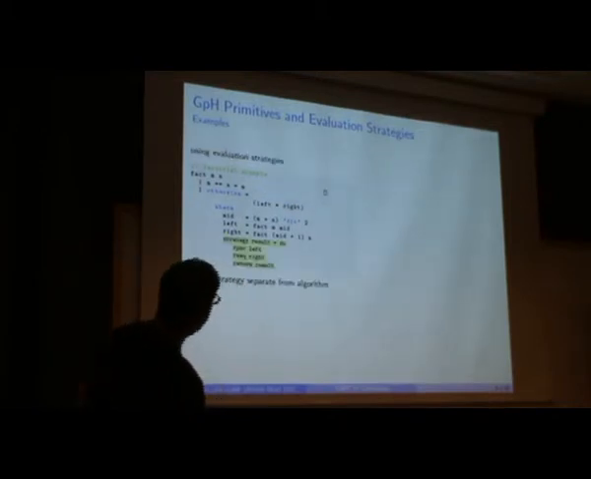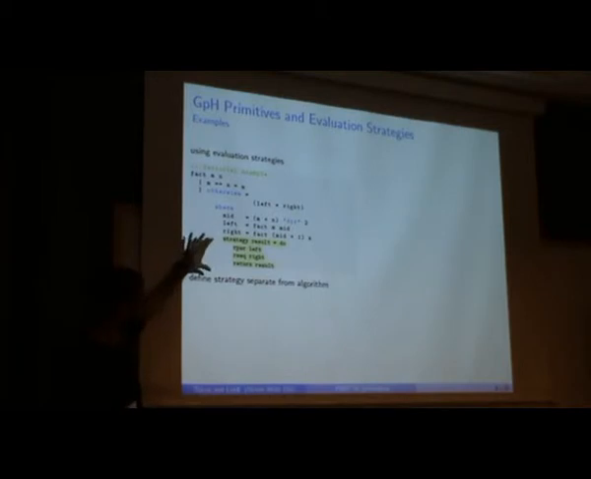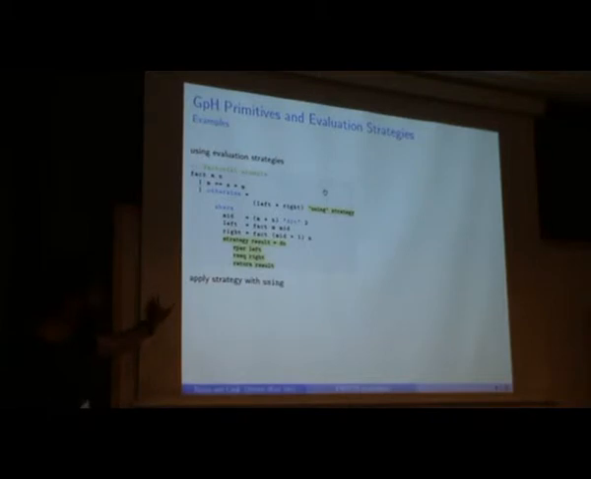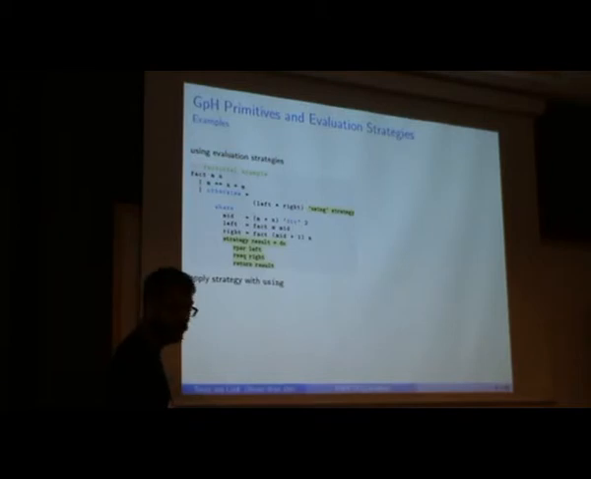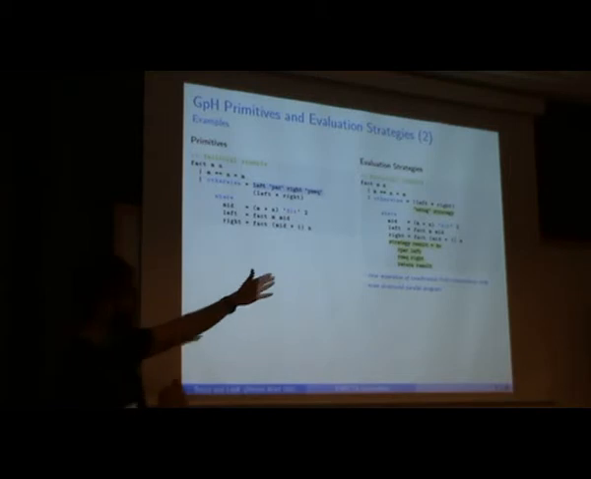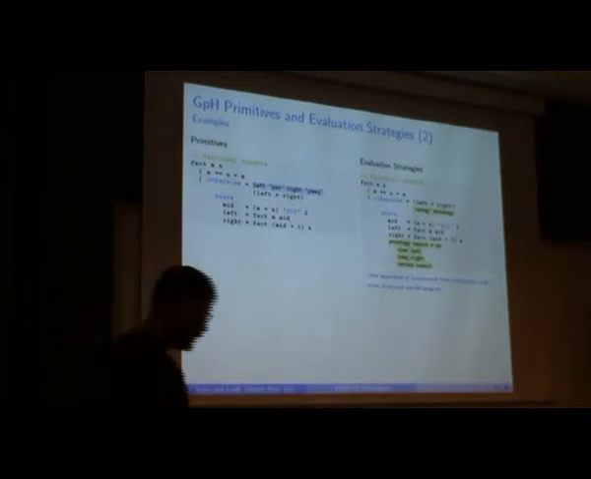Now if we look at how we do it using evaluation strategies, we define the strategy separate from the algorithm. This says the same thing as the previous one, but now in a strategy. We use our par here on left, and our seq on right. Then we just apply the strategy with the using keyword, so we say using strategy. This has the same behavior as the previous code. This is a side-by-side comparison. On the right side, we see that there is a clear separation of coordination from computation code, and it also leads to a more structured parallel program.